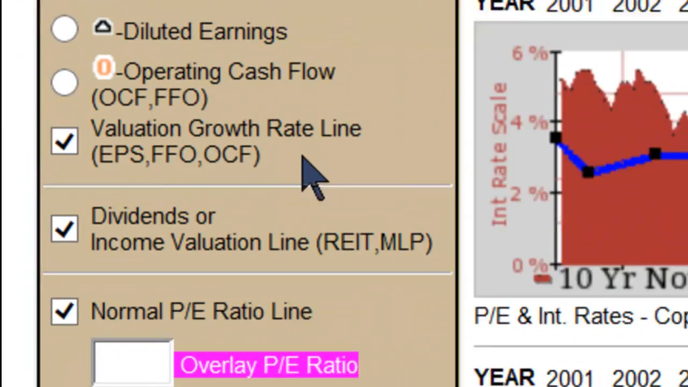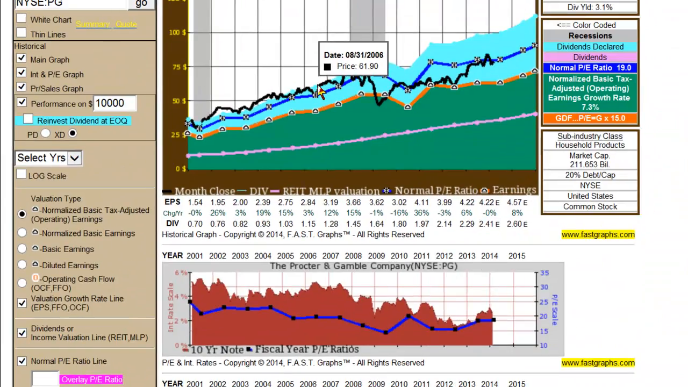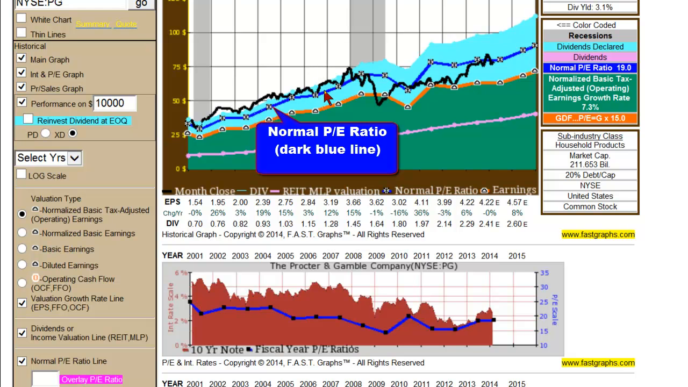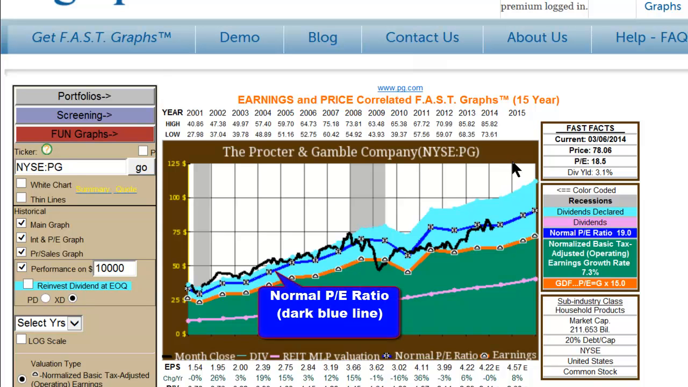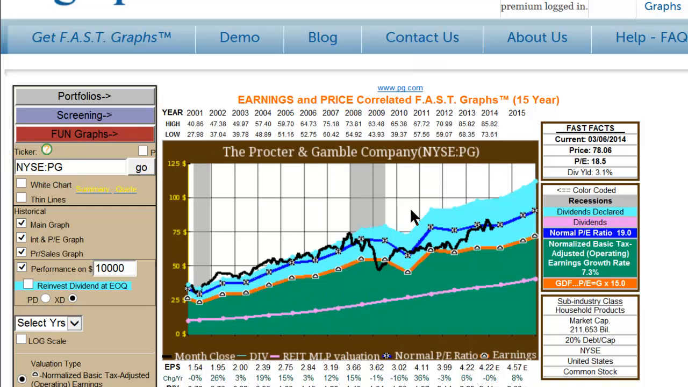Finally, we add the normal PE ratio line, which is the dark blue line on the graph, by simply checking the normal PE ratio line box, which provides an important additional valuation measurement, the historical normal PE ratio. In this example, I'm using Procter & Gamble to illustrate the importance of the normal PE ratio. This line shows the user how and at what level the market has historically valued each business.